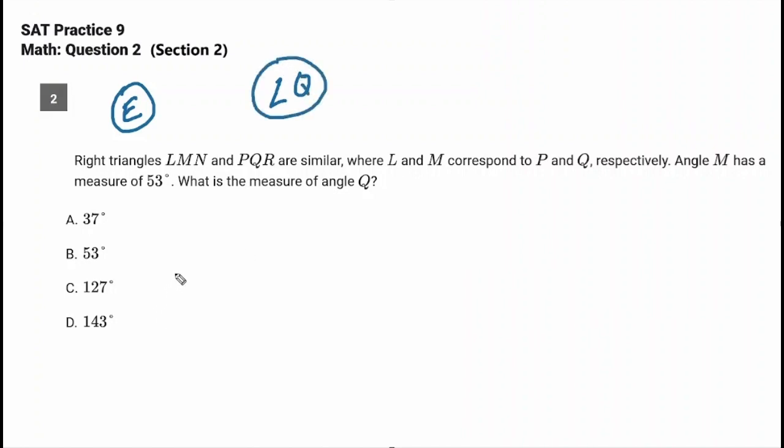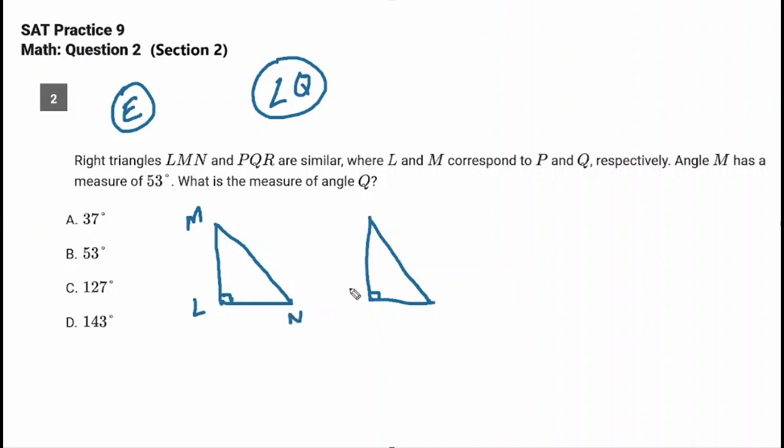Where are these figures? They're not here, so you got to draw them. Anybody can draw two right triangles. The triangles are similar. What's that mean? Same shape. Okay, these are basically the same shape. L and M correspond to P and Q. M has a measure of 53. So let's just start by writing M. Put it anywhere but the right angle. Doesn't really matter where L and N go. But you got to make L and M and P and Q correspond. So P goes here. Where does Q go? Here. And I guess R goes here.